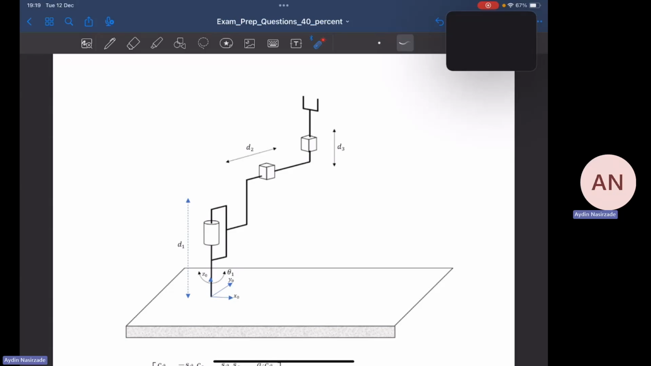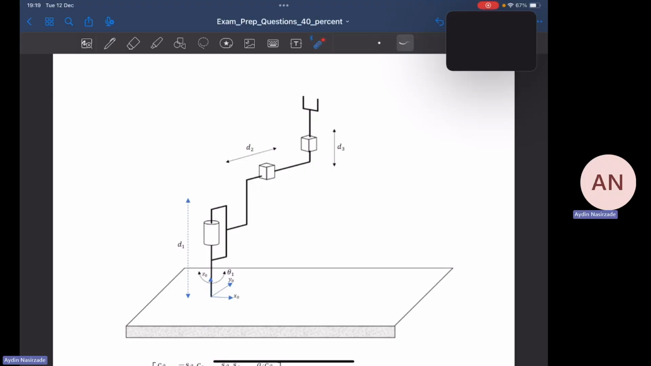So hello everyone. We are back with another problem to solve in this session. Today I am going to show you how we can answer a couple of questions related to this particular manipulator. Let's start off with frame assignment. I am going to assign all of the frames necessary.